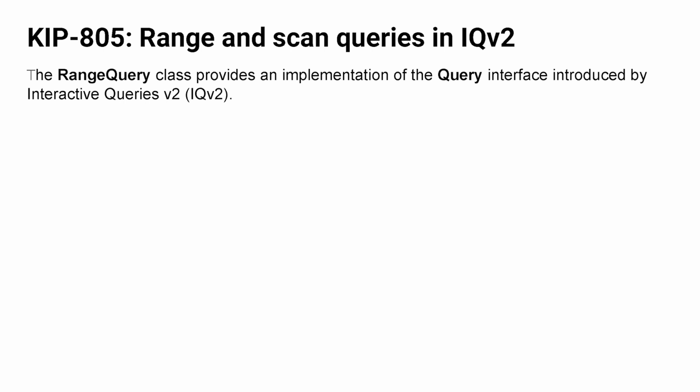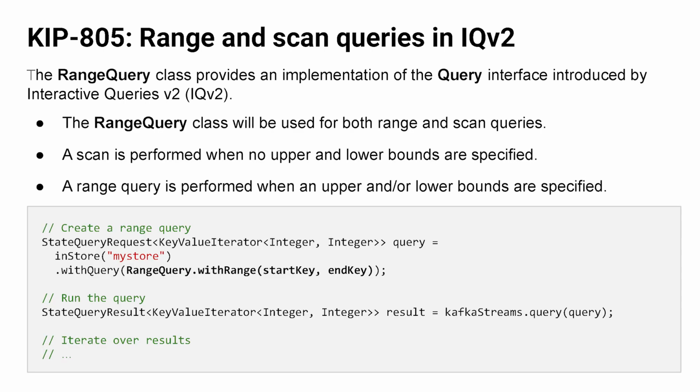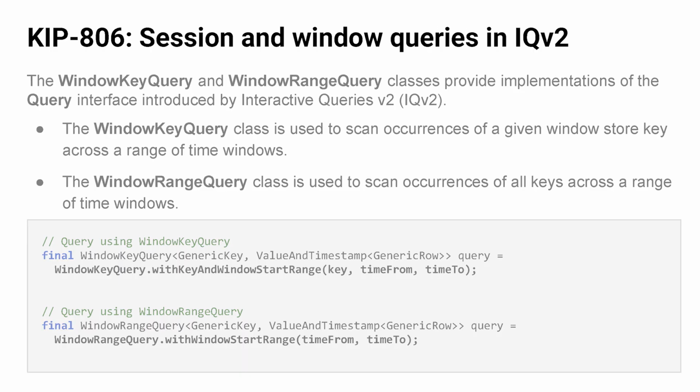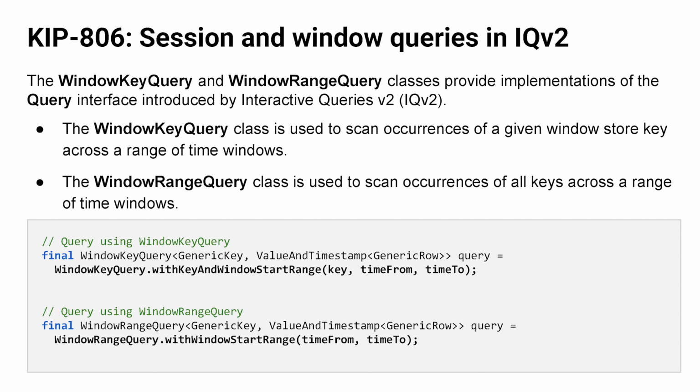With KIP 805, we introduce Range Query, a new implementation of the query interface provided by Interactive Queries version 2. Range Query allows a state to be queried over a specific range. Expanding on this KIP is KIP 806, which brings Window Key Query and Window Range Query classes to Interactive Queries version 2. Now you can access either a specific key or all keys within windowed state stores. The bottom line is that both KIP 805 and KIP 806 make it easier than ever to access information from underlying state stores through the new version of Interactive Queries.